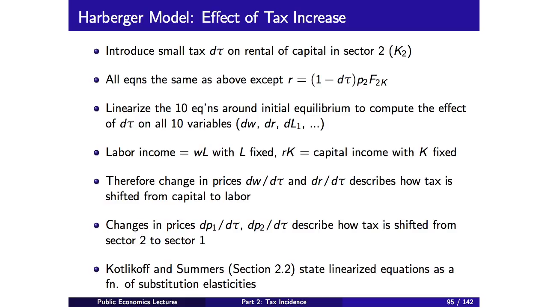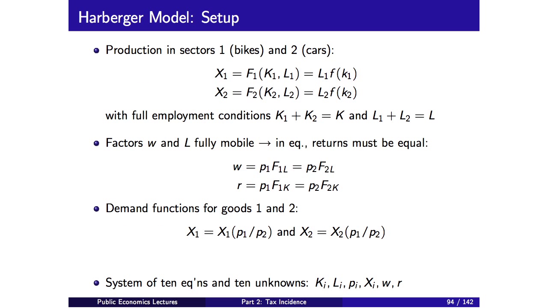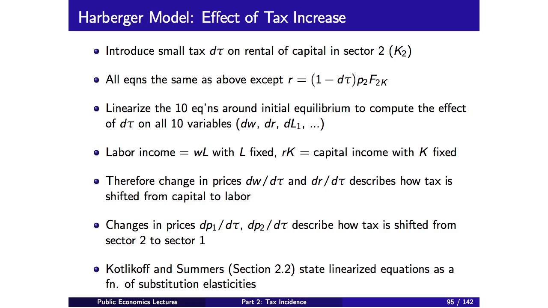So the technique that Harberger uses to solve this model is a linearization. Just think of that as implicitly differentiating all the equations on this slide with respect to d tau. That's going to give you first order expressions for how all of these quantities change as a function of d tau, but it's going to be a simultaneous equations problem, right, where you have 10 equations, 10 unknowns, because each of these things is interdependent on other endogenous variables. All right, so you can see how once you introduce that d tau, you can calculate dw, dr, dl1, dl2, et cetera, et cetera.